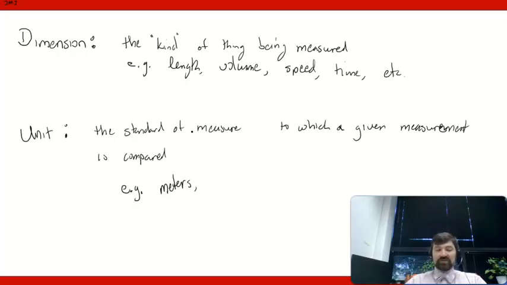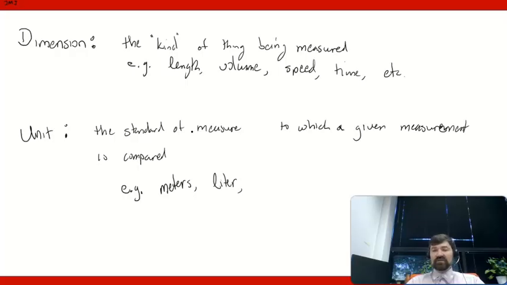Volume, we might use cubic meters, or we might use liters, which is a liter is 1,000 cubic centimeters, and therefore is 1/1000th of a cubic meter. We could also use a fluid ounce, or a quart, or a gallon. Quart is roughly the size of, just a little bit smaller than, a liter, for what it's worth.